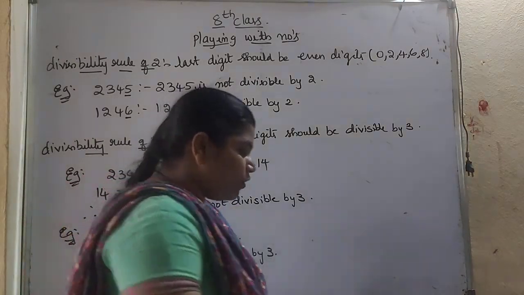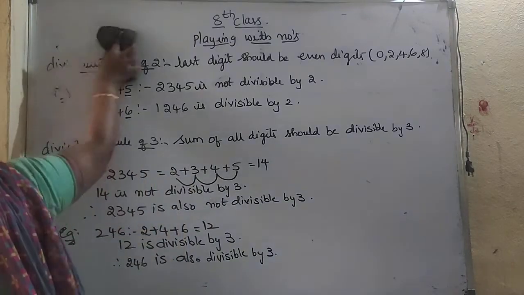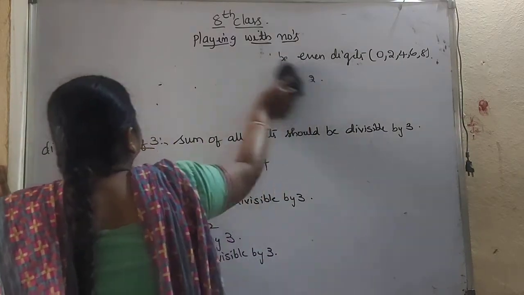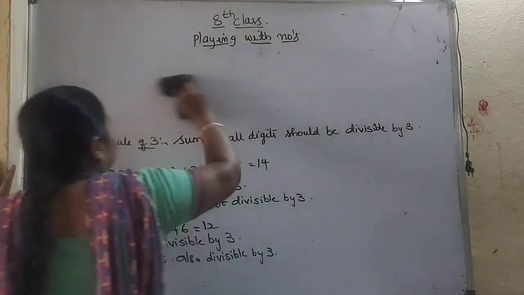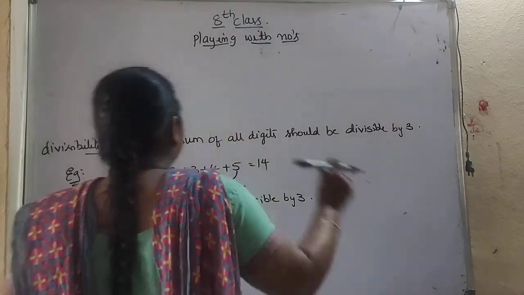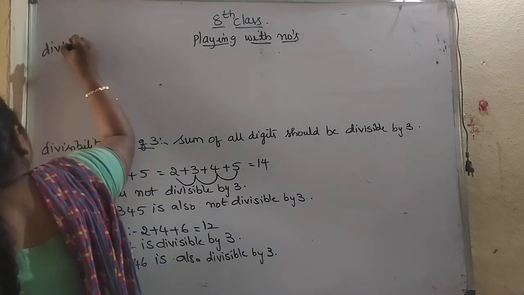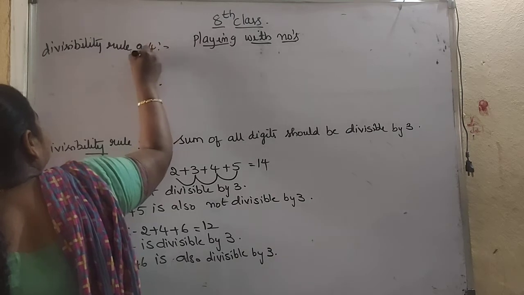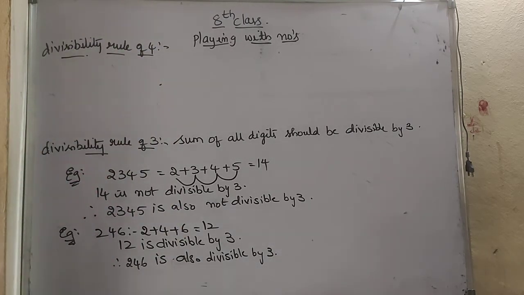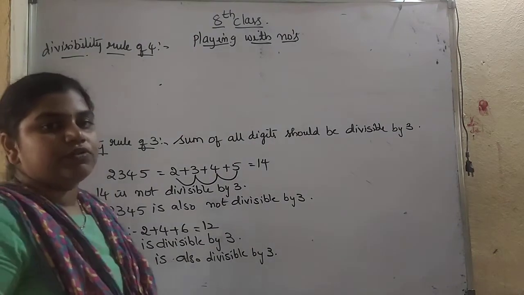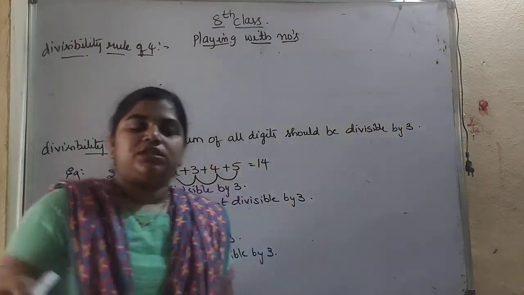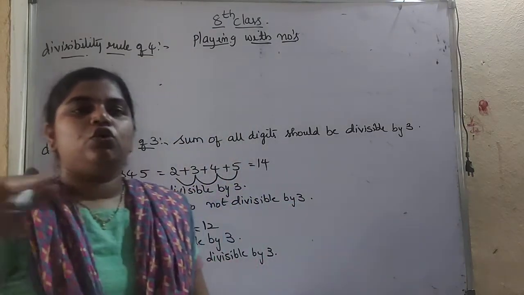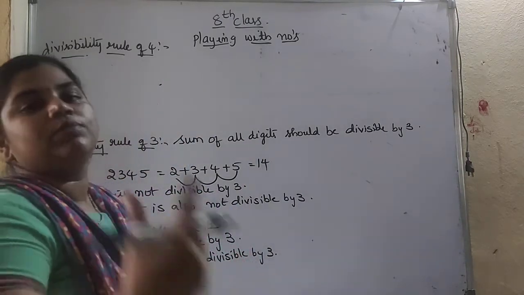So next is the divisibility rule of 4. What is the divisibility rule of 4? We will see. For the divisibility rule of 4, we will check the last two digits. If the last two digits are divisible by 4, if they are a multiple of 4, then we can say that the whole value is also a multiple of 4. That is, it is divisible by 4.